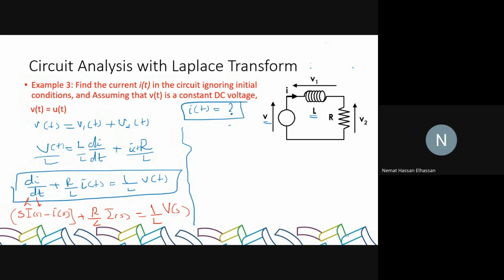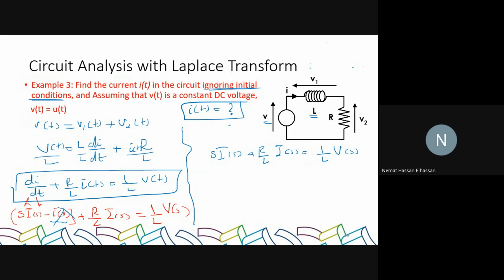Okay. Now can you solve? But before we can solve, there is one key piece of information that we're given here. Ignore the initial condition, which means this term over here is ignored. Initial condition means the value of the unknown when time is equal to 0. Right? So I of 0 is ignored. So now what I'm working with is s I of s plus R over L I of s is equal to 1 over L V of s.